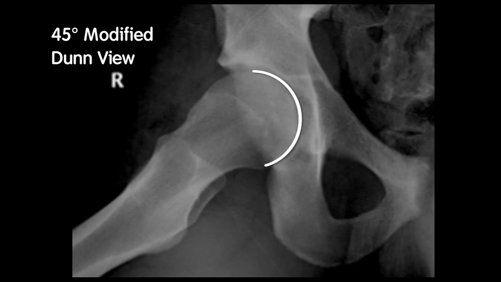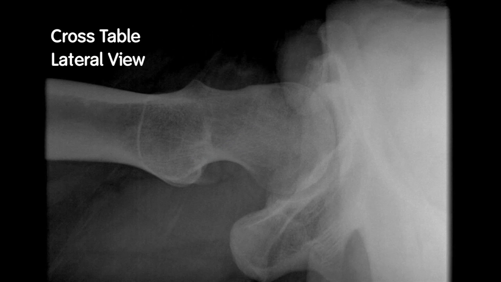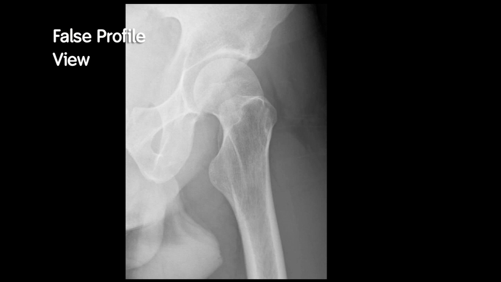A 45-degree modified Dunn view is useful to better evaluate cam-type impingement. The alpha angle should be measured on the lateral view as described previously. A cross-table lateral radiograph is also useful to evaluate for cam-type impingement and allows for visualization of the joint space anteriorly and posteriorly. It is helpful to get a false profile view, which allows you to measure the anterior center edge angle.